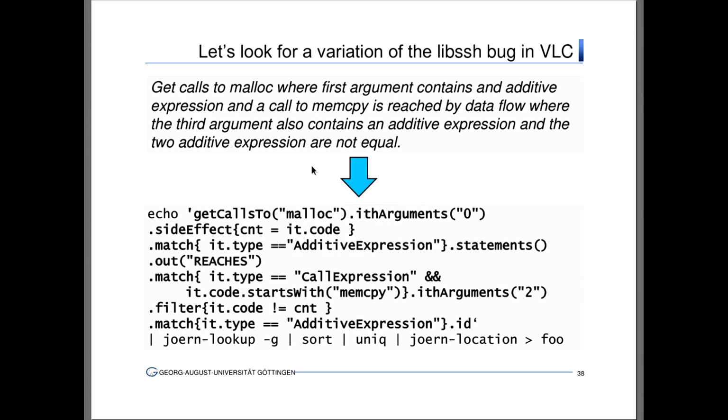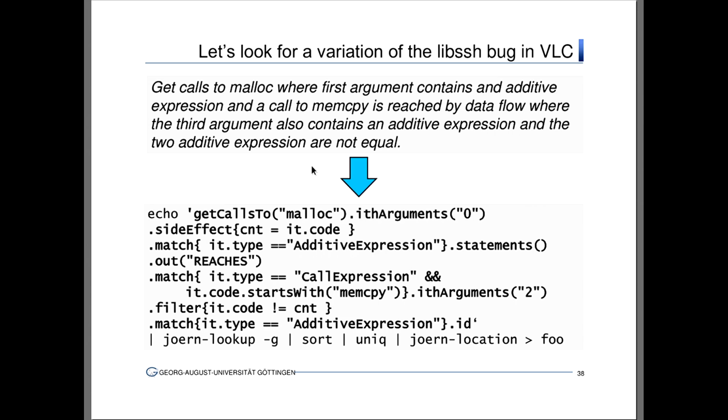I first wanted to look at things which are, in a way, similar to the libSSH bug that Stefan disclosed. I usually begin this by formulating in words what I'm looking for. In this case, it was: get calls to malloc, where the first argument contains an additive expression, and a call to memcpy is reached by data flow, where the third argument, that's the amount to copy, also contains an additive expression, and the two additive expressions are not equal. Right? These are the kinds of things that you can easily find with the tools that we wrote here.